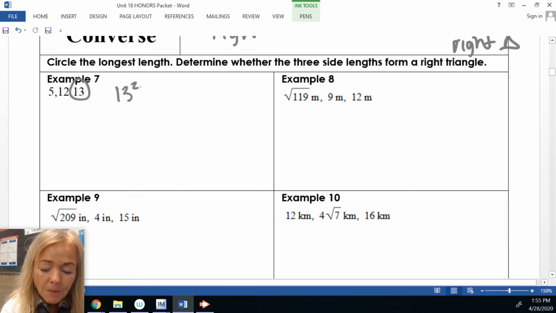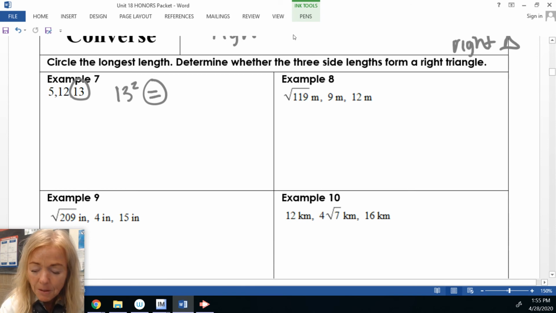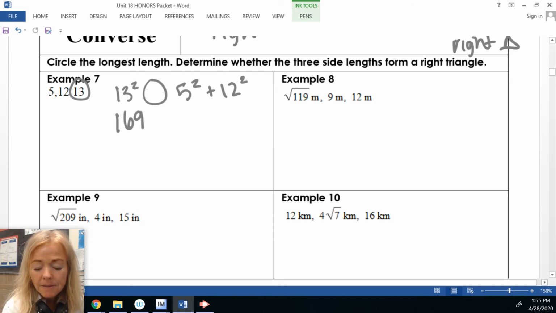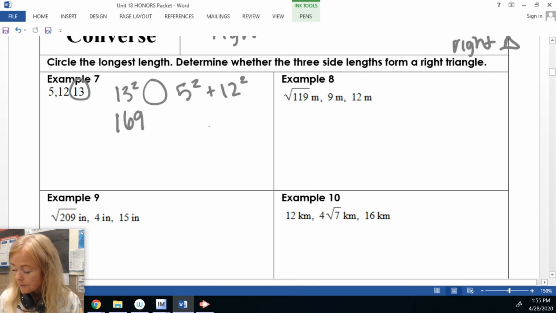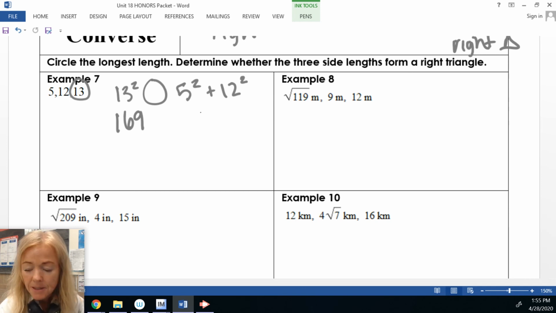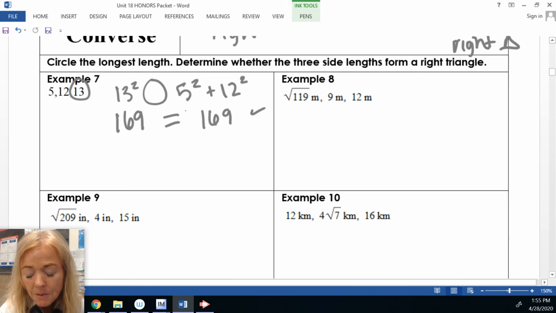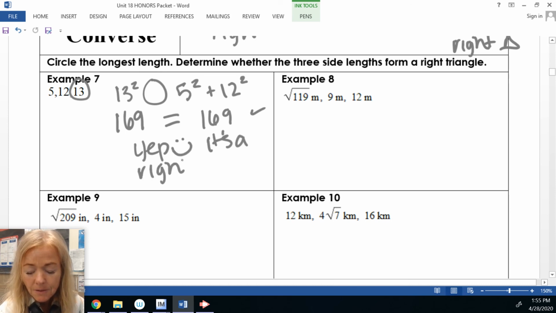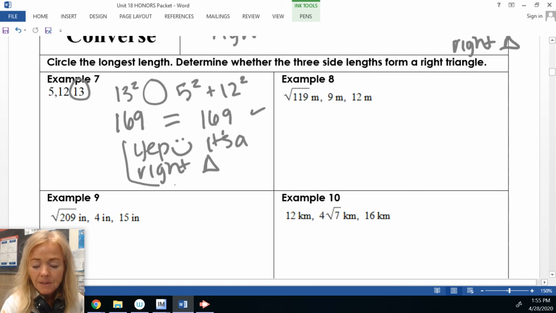So we're going to take 13 squared and see if it's equal to 5 squared plus 12 squared. If that's true, then we know it's a right triangle. So 13 squared is 169. And then I'm going to put in my calculator 5 squared plus 12 squared, and see what that is. Oh, it is 169 also. So they are equal, and because both sides are equal, yep, it's a right triangle. So that's what you're going to do every time.